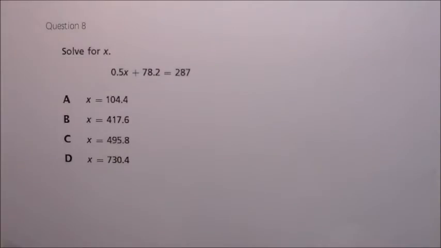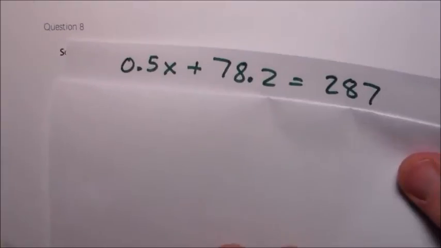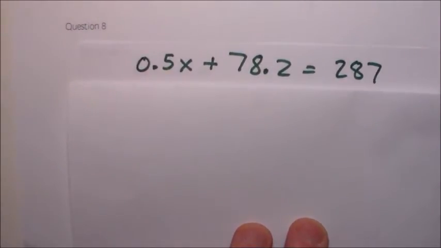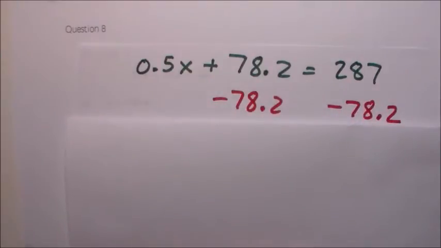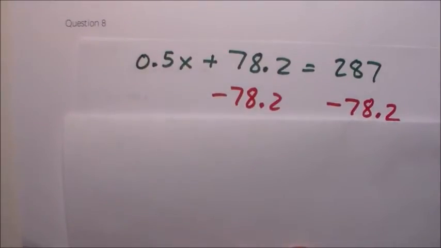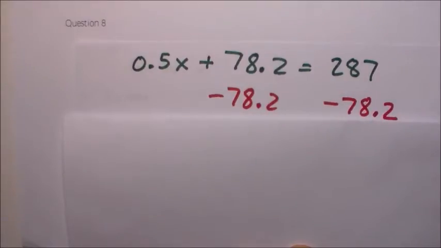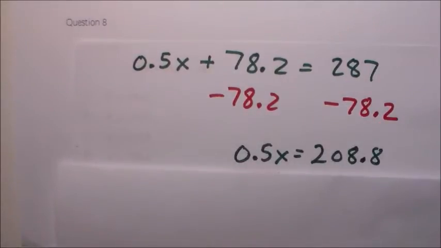Question 8. This question is pretty straightforward. It says solve for x. 0.5x plus 78.2 equals 287. This is just standard stuff, good old middle school basics. What do we do first? We subtract 78.2 from either side. That cancels out our 78.2 on this side. We have a little work to do on the other side, but that's not too tough.